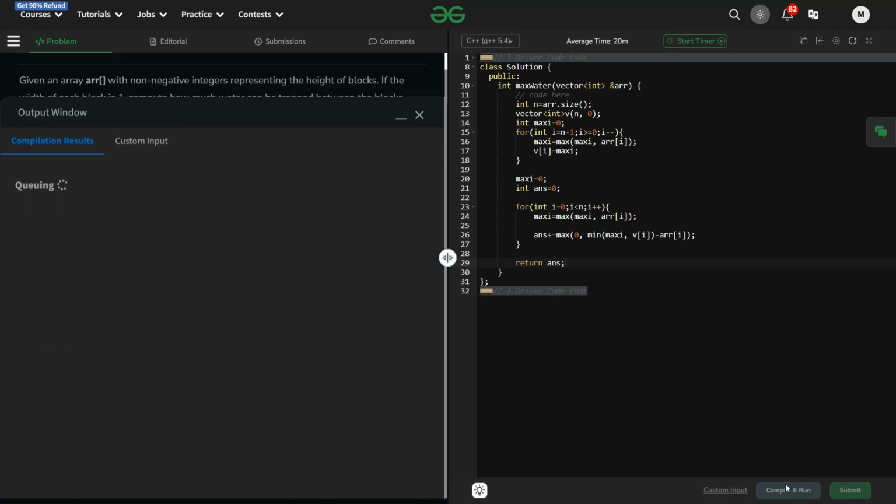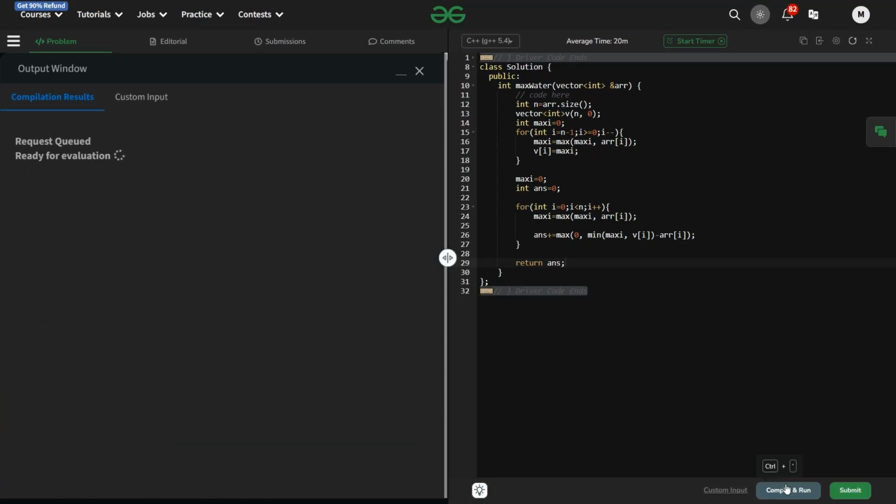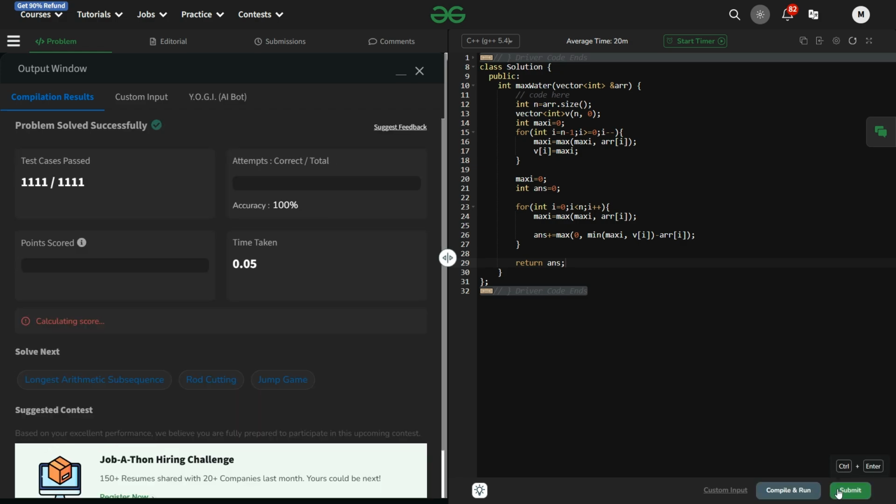Let us try to compile and run it and avoid the typing mistakes, guys. Okay, running for the sample test case. Let us see for the submission as well. Okay, working fine.